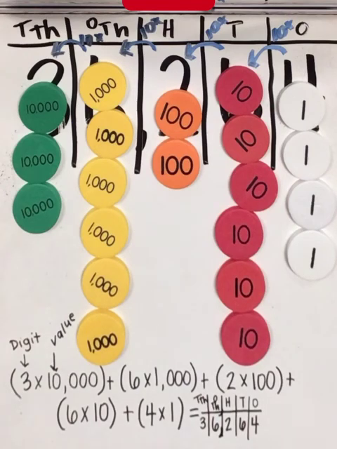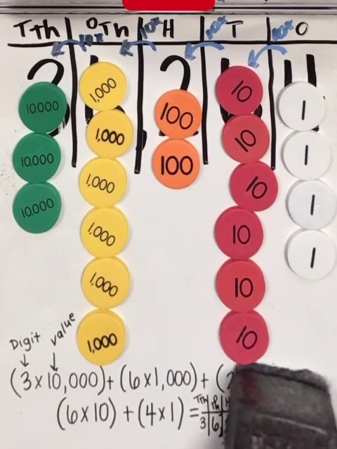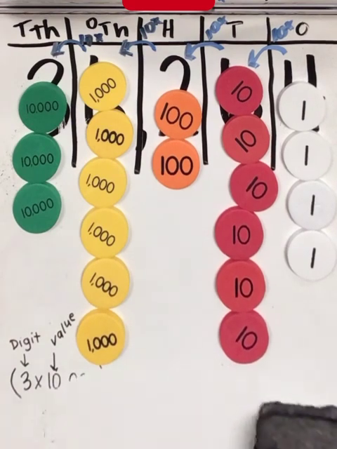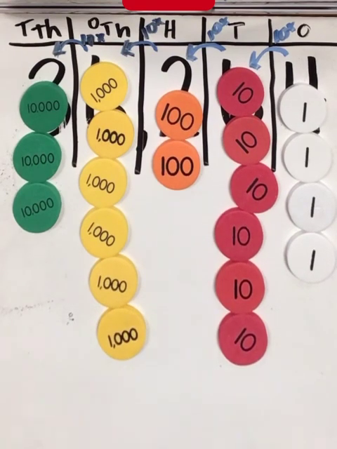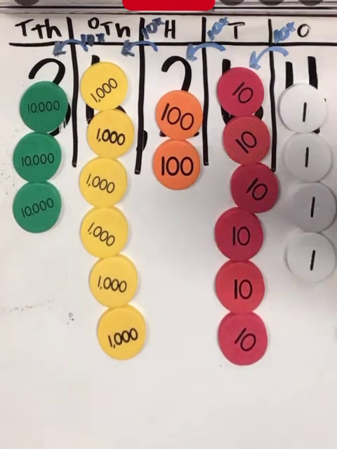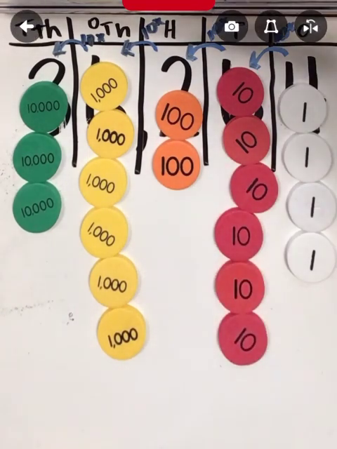So that is our expanded notation. That is very similar to our expanded form that we learned in 2nd grade. I'm going to do one more example with you on the next video. So this is what we're going to continue to work on for the rest of the week.